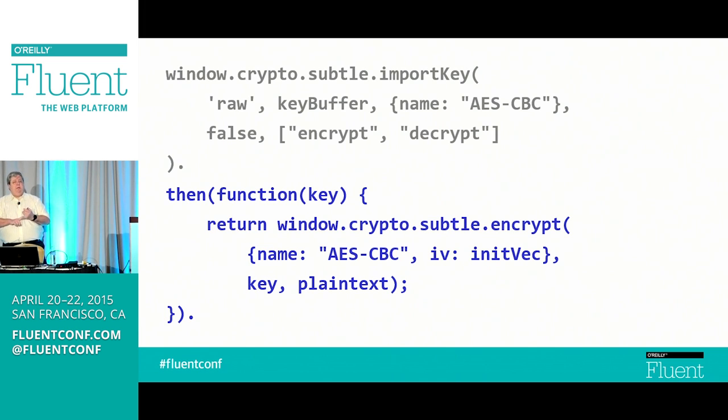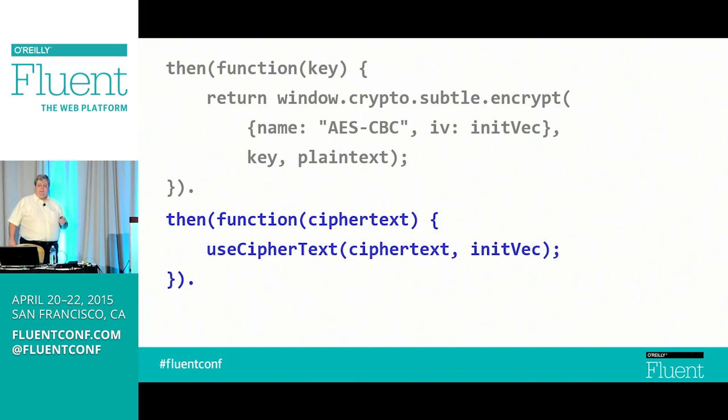I have the object that describes the algorithm and any necessary extra parameters it needs. I have the key as a crypto key object, and I already had the plain text set up as a buffer source. So I can call the encrypt method, and the encrypt method itself returns a promise. Even if it didn't, though, the then would take whatever it returned and wrap it in a promise. So the stuff in blue, again, evaluates as a promise, so it has a then method as well. I give that then method a callback that's going to be passed the ciphertext, the result of encryption.